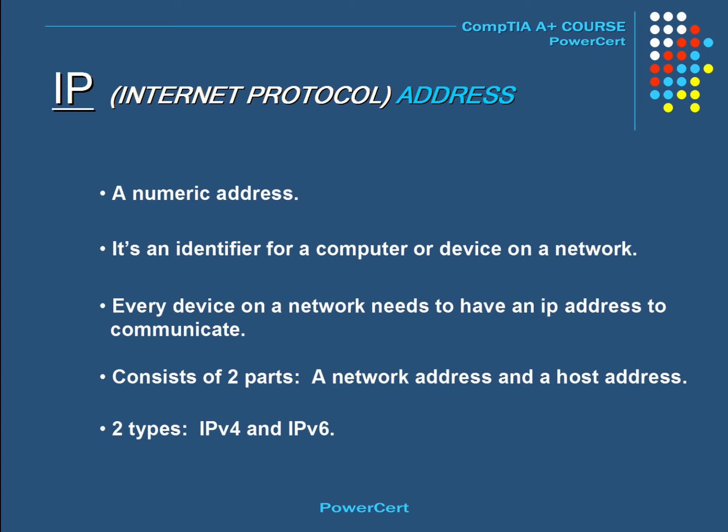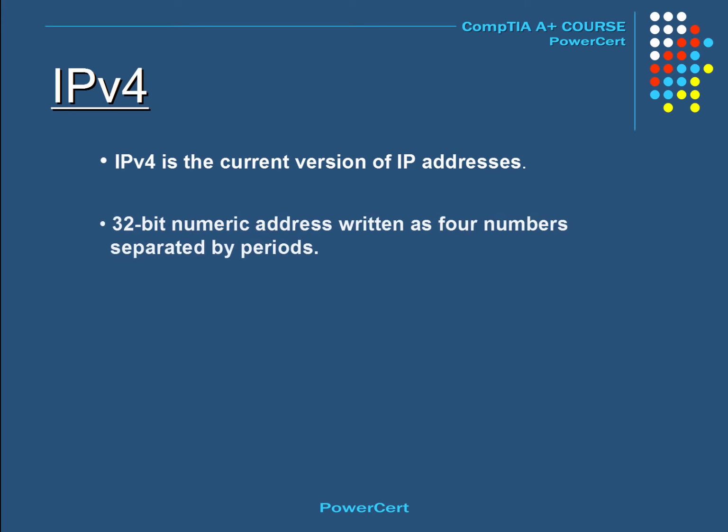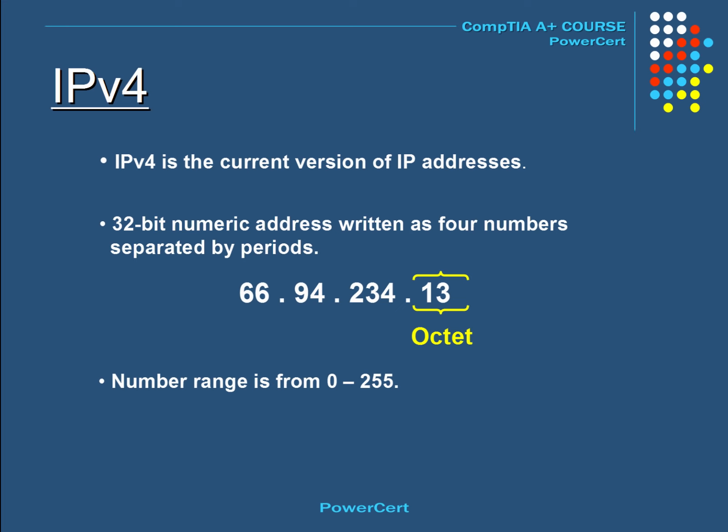There are also 2 types of IP addresses. The first one is the most common one. It's called IP version 4. And a second type is IP version 6. IP version 4 is the current version of IP addresses. It's a 32-bit numeric address written as 4 numbers separated by periods. Each group of numbers that are separated by periods is called an octet. The number range in each octet is 0 to 255. This address version can produce over 4 billion unique addresses.